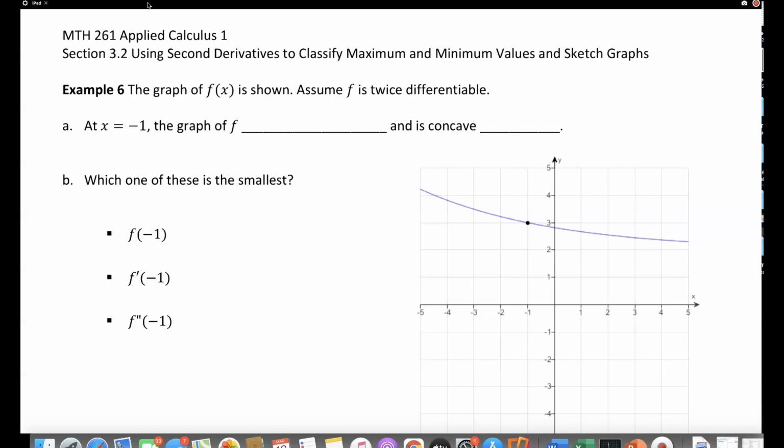What do we want? He says A. At x equals -1, I can see this graph is decreasing from left to right. It's going down, isn't it? So I'll say the graph of f is decreasing.